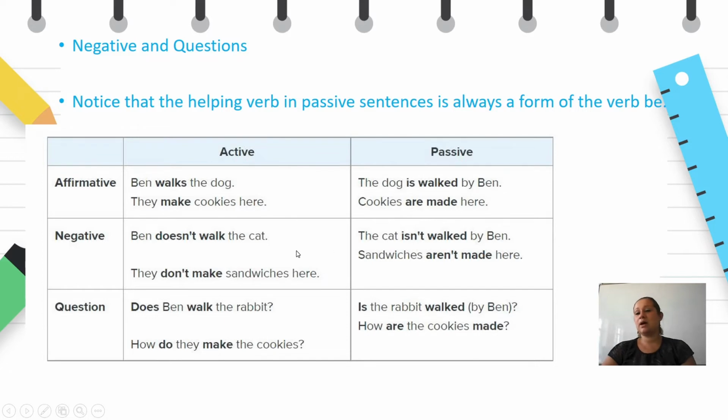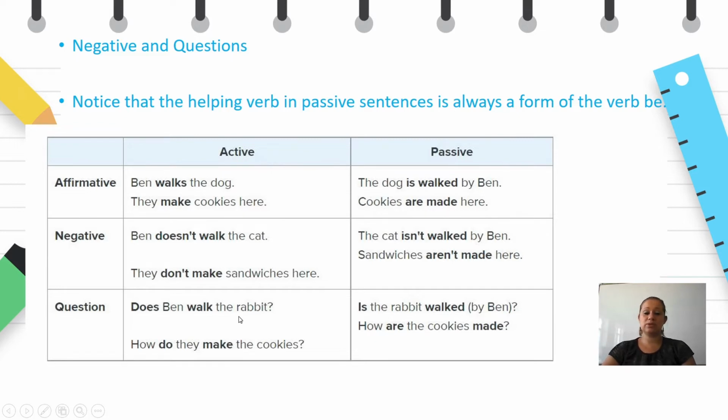If we're talking about negative sentences, here are some examples. Ben doesn't walk the cat. We're following the same rule. The cat isn't walked by Ben. Or, they don't make sandwiches here. Sandwiches aren't made here. And finally, if we want to ask a question, look at this example.